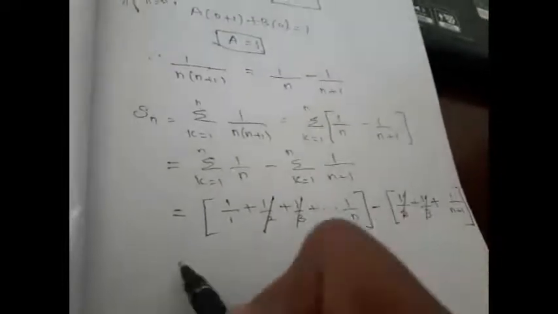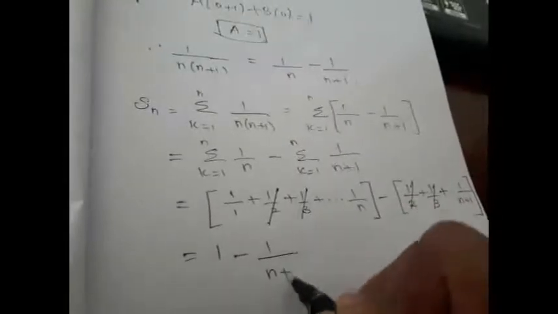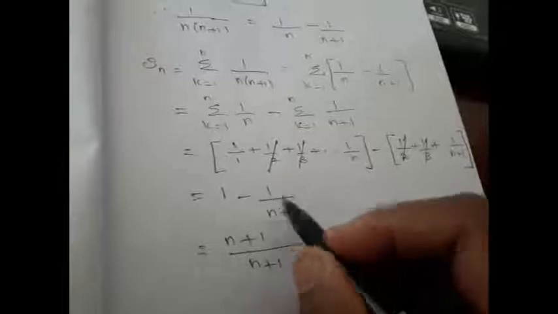The first term 1 by 1 is 1. It is not getting cancelled, right? So 1 by n will get cancelled. The last term is minus 1 by n plus 1. So this is what we arrived at. Now take LCM. n plus 1 is your LCM. So n plus 1, this is minus 1. So plus 1 minus 1 will get cancelled. I have cross multiplied this. So we got n by n plus 1. This is your Sn.